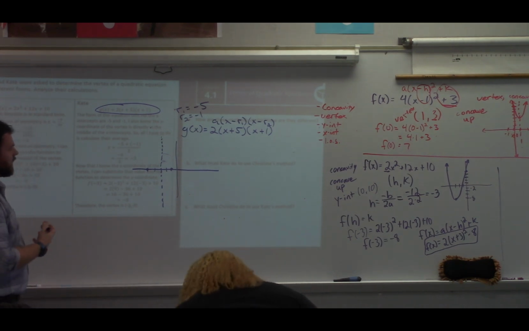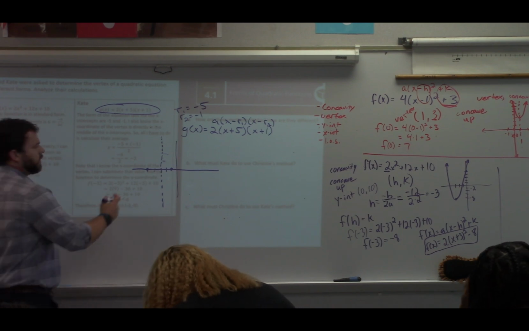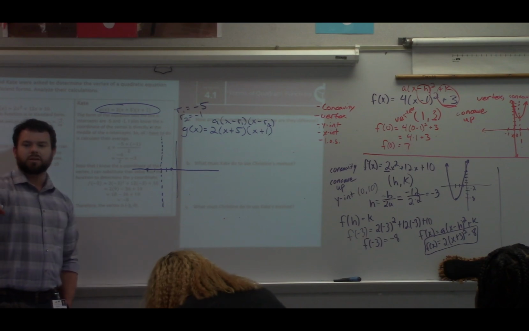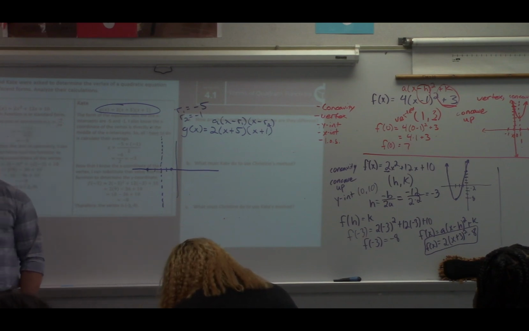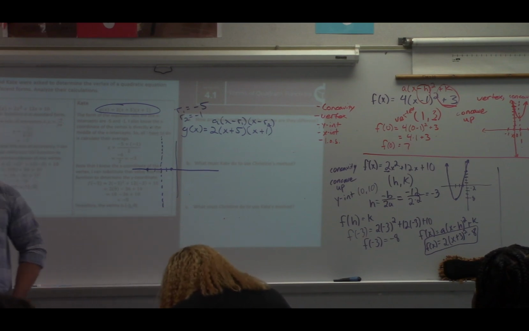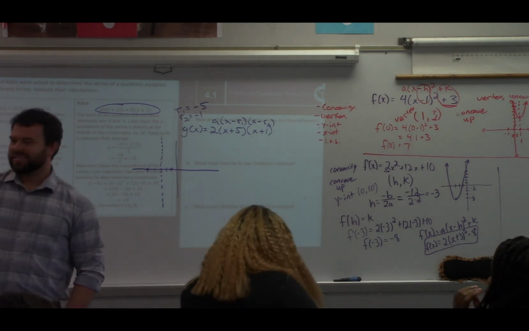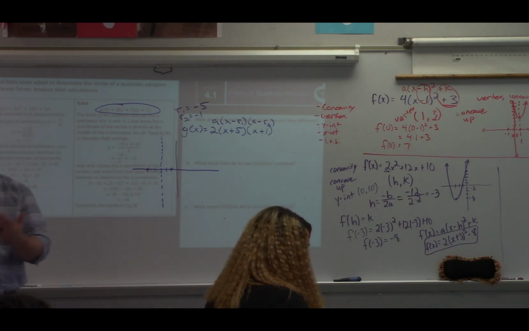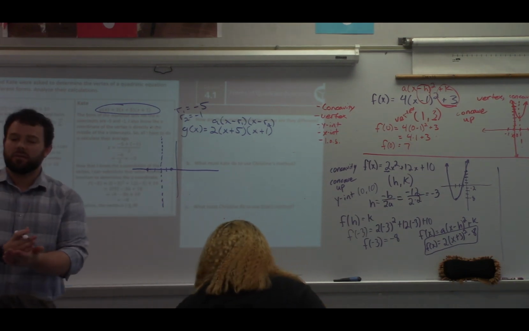Why do we know that this negative 3 is that line of symmetry? Because it's equal in between. Oh, come on, I need a better math term than that. Why do I know this is my line of symmetry? It starts with an M. Middle. It's in the middle, right?